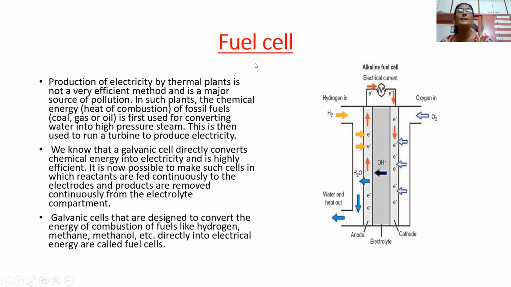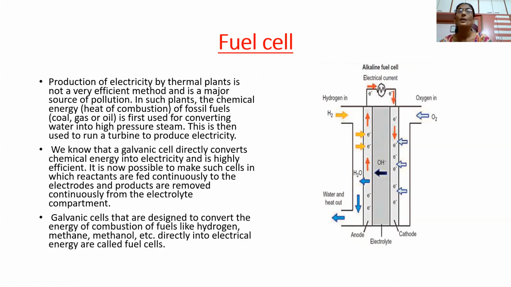Now one important cell is the fuel cell. What is this fuel cell? We know that in thermal power plants, so many, I mean, electricity is generated. So many thermal power plants are there in India. What are they doing in that thermal power plant, how are they generating electricity? They are burning coal to produce steam. That steam is used to rotate the turbine, and with the help of the turbine, they are generating electric current. So it is a two-step process in a thermal power plant.